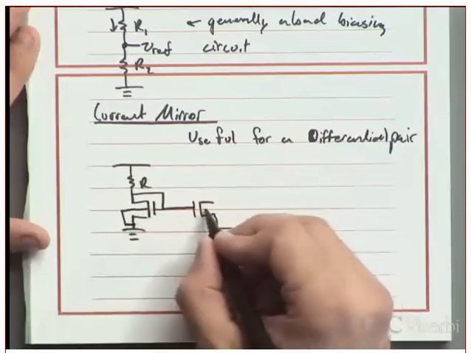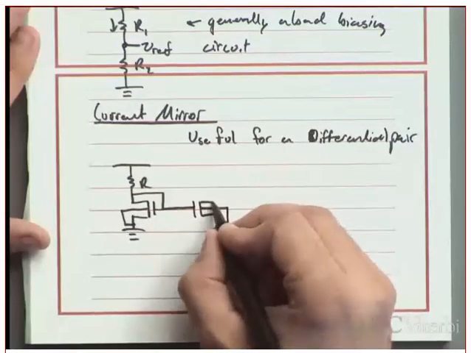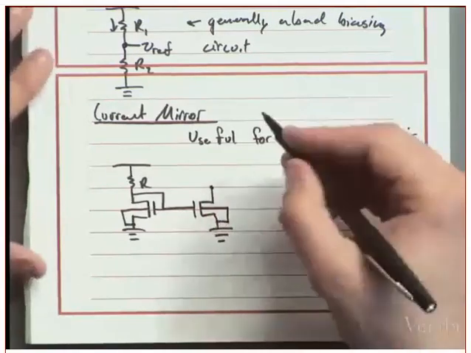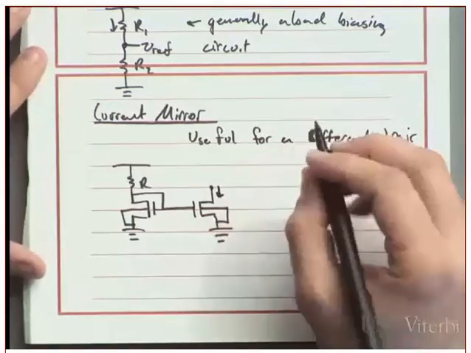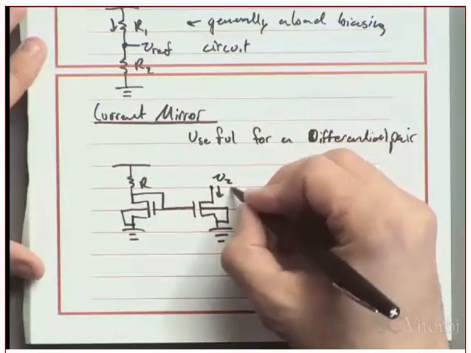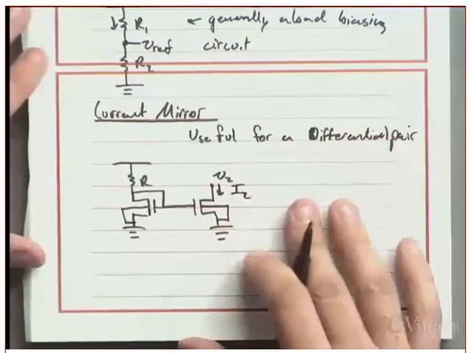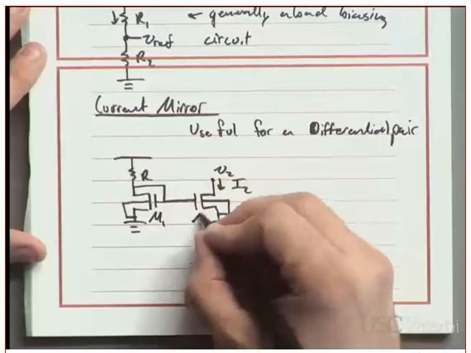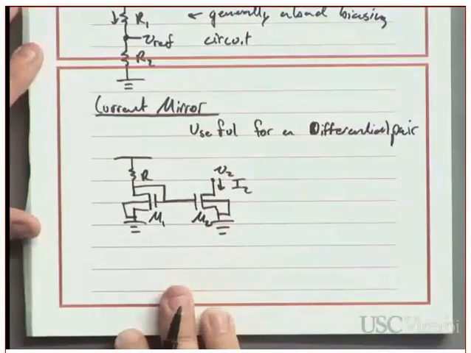And I'm going to let both these guys be connected like this. And so this point is connected to something, but we're not specifying what it is. But we're going to say that it can pass current and have a voltage there. And I'm going to mark these transistors as M1 and M2.